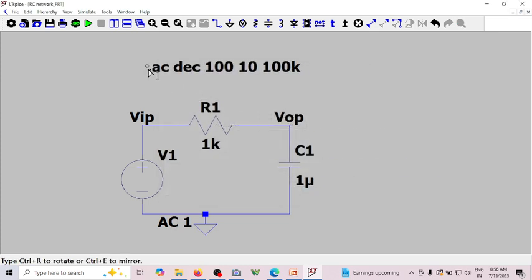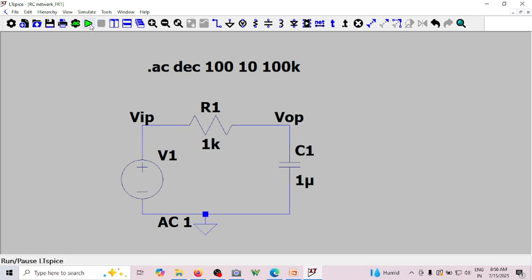Now this is the simulation setup. The configuration of this circuit is now set to frequency response, which is nothing but dot AC. It's a decade type of sweep. Number of points per decade is 100. 10 hertz is the starting frequency, and 100 kilohertz is the stop frequency. So we are ready to do the frequency response.